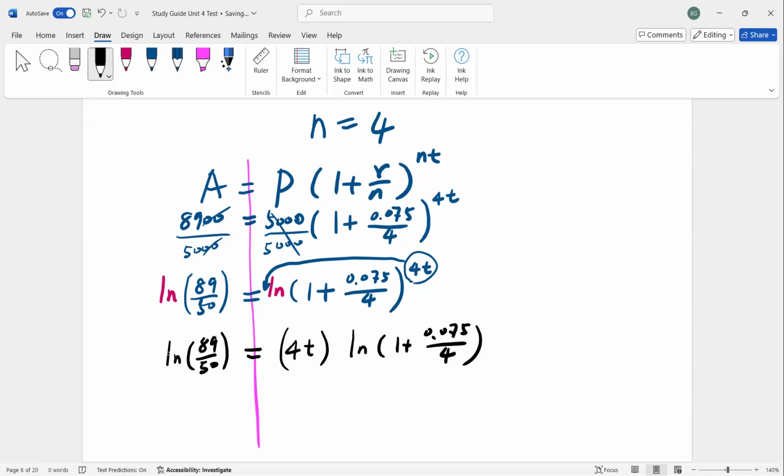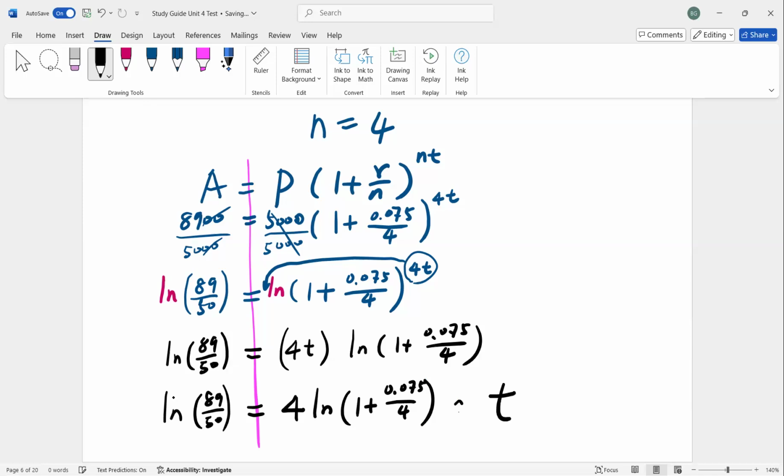If you want to do 0.075 divided by 4 and plus 1, you are welcome. This is definitely just a number. You can evaluate it and put it there. I'm just going to keep it and later enter it in a calculator. So modify a little bit more on the right side: 4 times ln, and then times t. 4 is a constant, and this part is also constant. 4 times that constant times t. So the whole thing here is the coefficient of t.